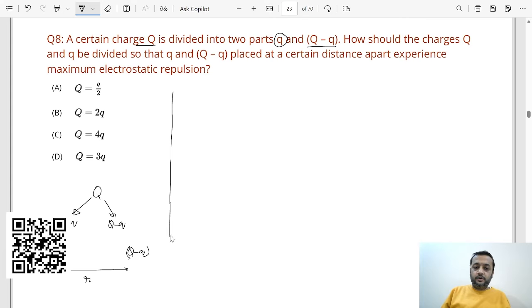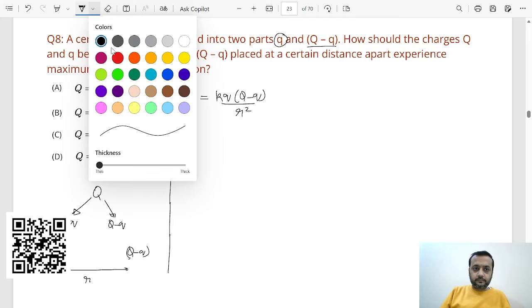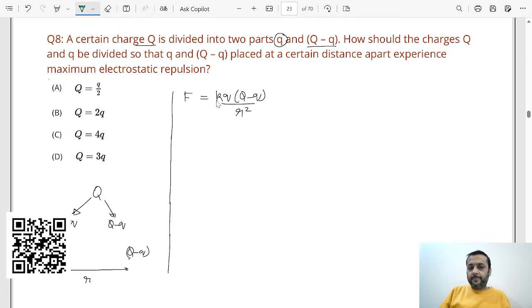Very easy question again. Using Coulomb's law we can write force as k into q times (Q minus q) by r square. We want this force to be maximum, so what should be the value of small q? This force will be maximum if this product is maximum, and k by r square is a constant. So basically F is a function of small q.